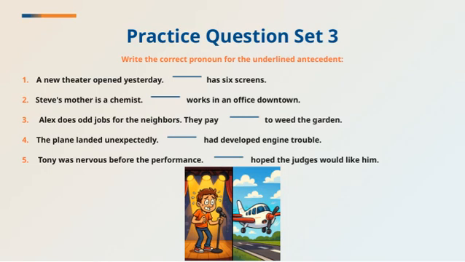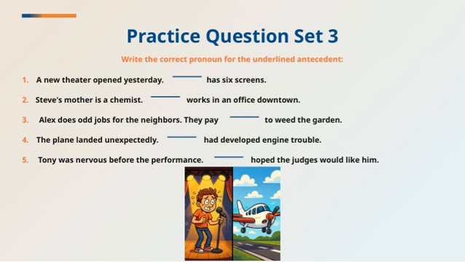Now, let's look at some practice questions from Set 3. Here, we're focusing on choosing the correct pronoun for the underlined antecedent. This is an important skill because using the right pronoun helps make our sentences clear and easy to understand. For example, in the first sentence, the context of the story or sentence will guide us to pick the right pronoun. It might be he, she, or they, depending on who or what is being talked about.